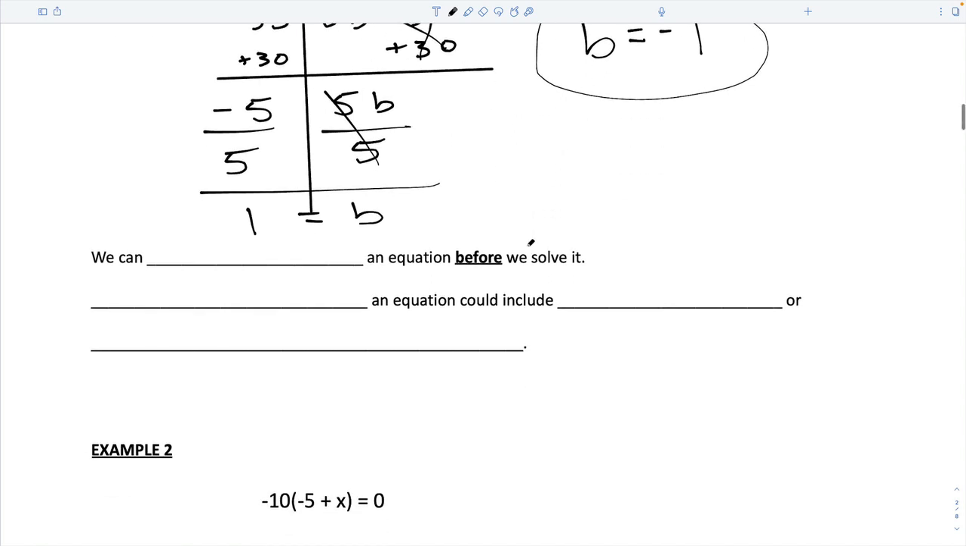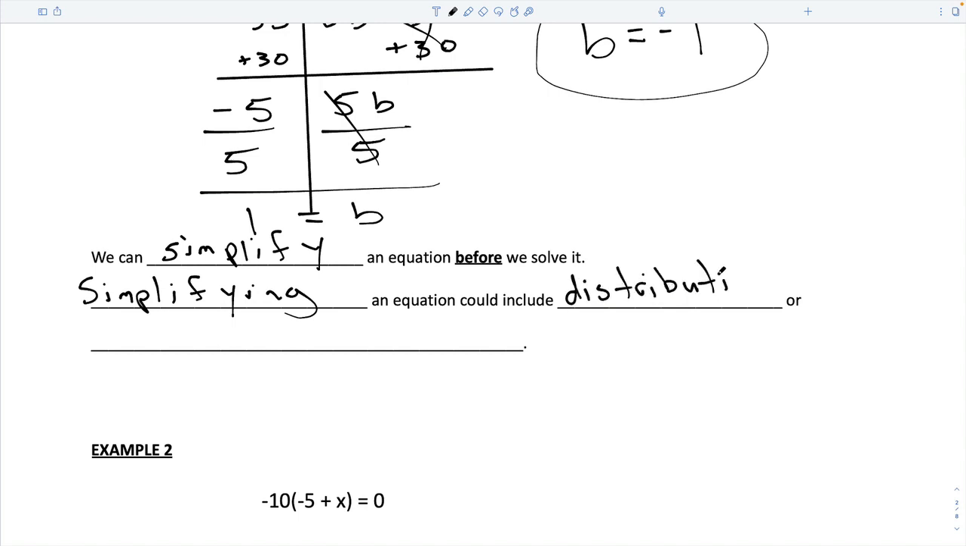We can always simplify an equation before we solve it. Simplify the equation on both sides. Simplifying an equation could include distributing, which is what we did today. Or in Thursday's lesson, we're going to also combine like terms with it. Or you could do both.